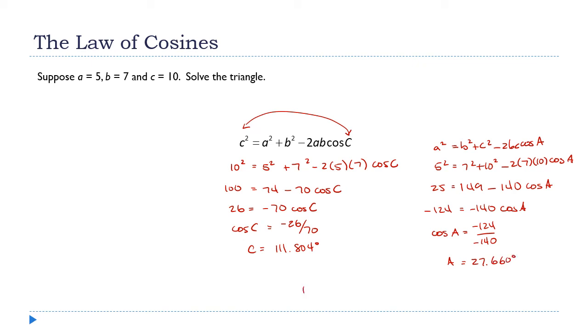One left, right? But B, remember, we always get the last angle the easy way. 180 minus 111.804 minus 27.660. This comes out to 40.536 degrees. There you go. Now we have all three of the missing angles.